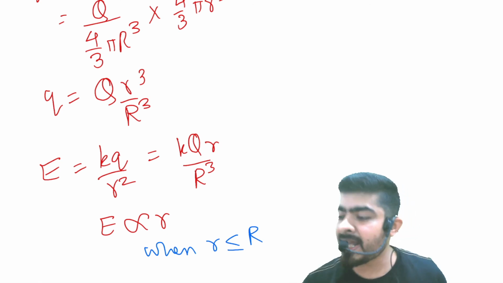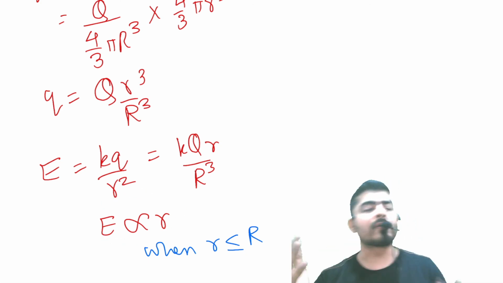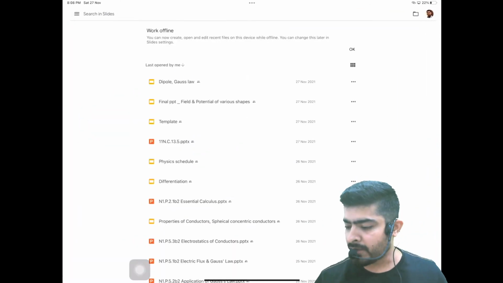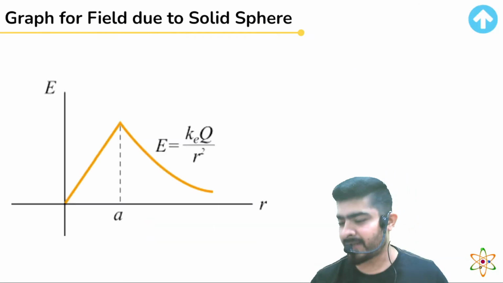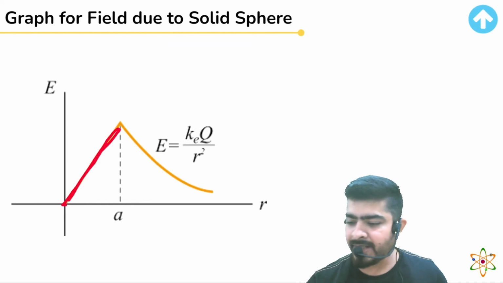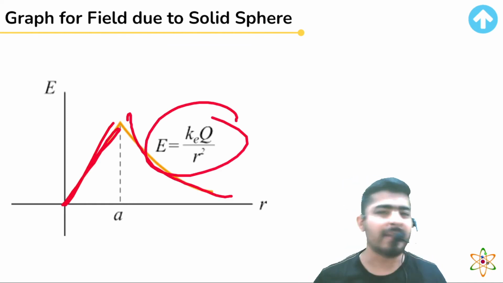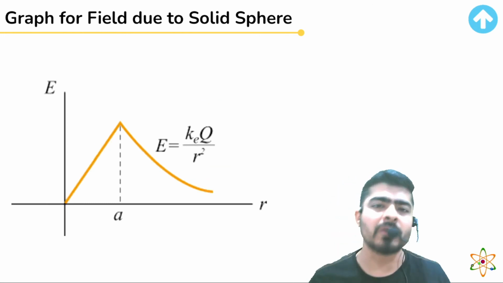So inside the solid sphere, the electric field increases linearly. Outside the solid sphere, it again goes like a curved graph, correct? So when you look at the graph, this will become your graph for a solid sphere, right? First you are getting a straight line, and then you are getting a curve because the electric field is proportional to 1 by r square. Simple. Okay, so that's how you solve the cases of a hollow sphere and a solid sphere.